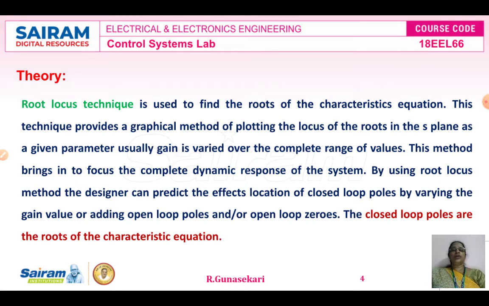By using the root locus method, the designer can predict the effects on the location of the closed loop poles by varying the gain value or adding open loop poles or open loop zeros. The closed loop poles are the roots of the characteristic equation.